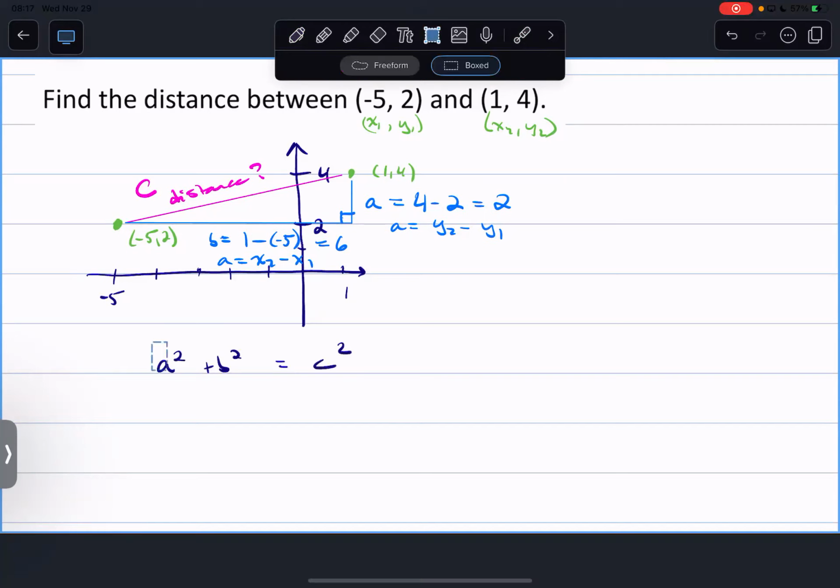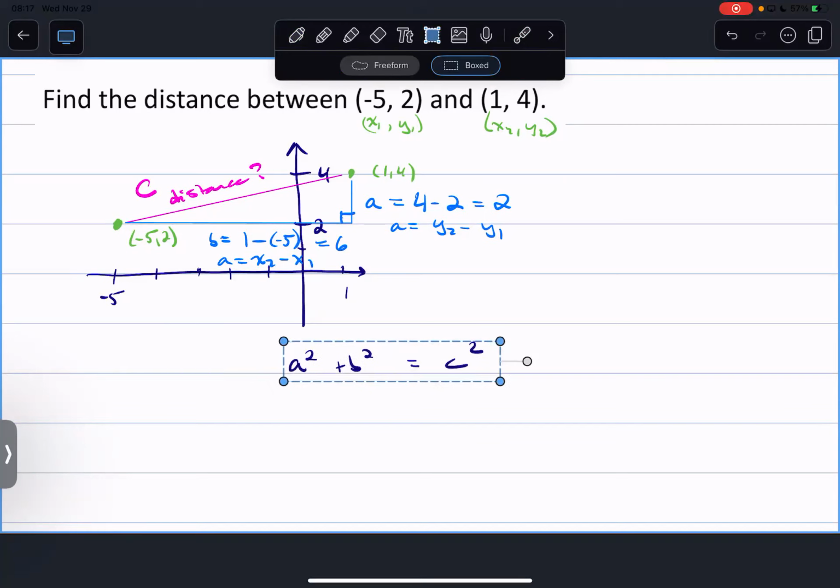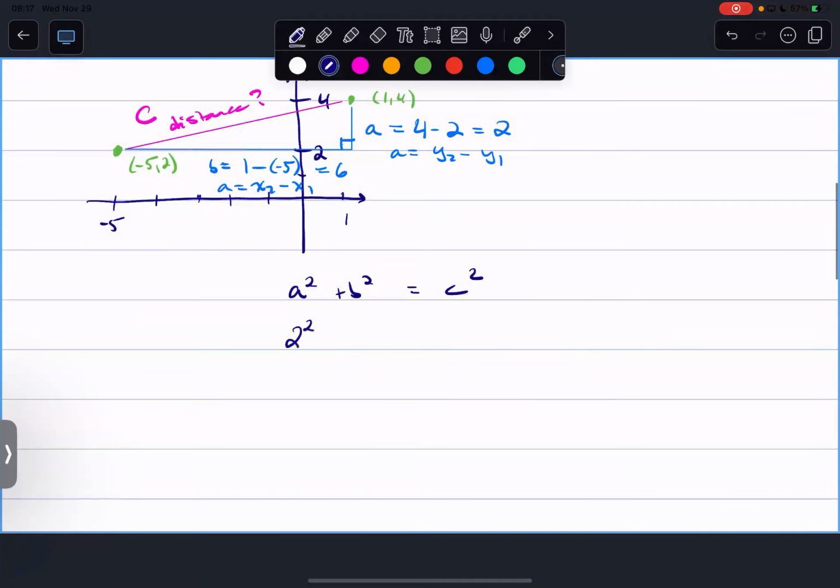And maybe I'll bump this over here. So I'm going to fill it in on the sides. So we have A is 2. So that means that 2 squared plus 6 squared, which is B squared, is equal to C squared.